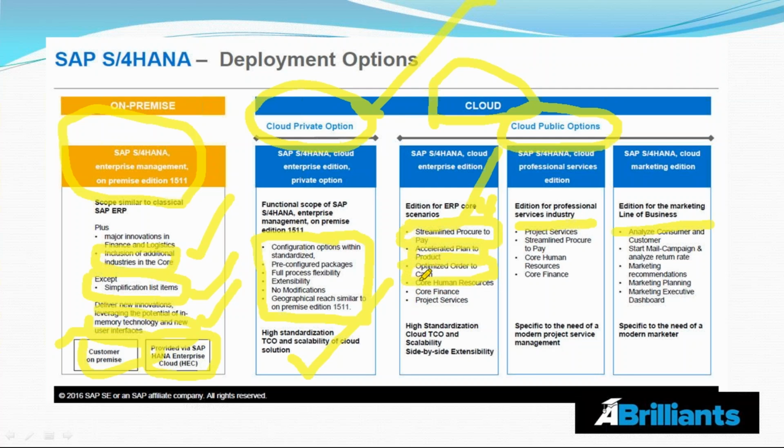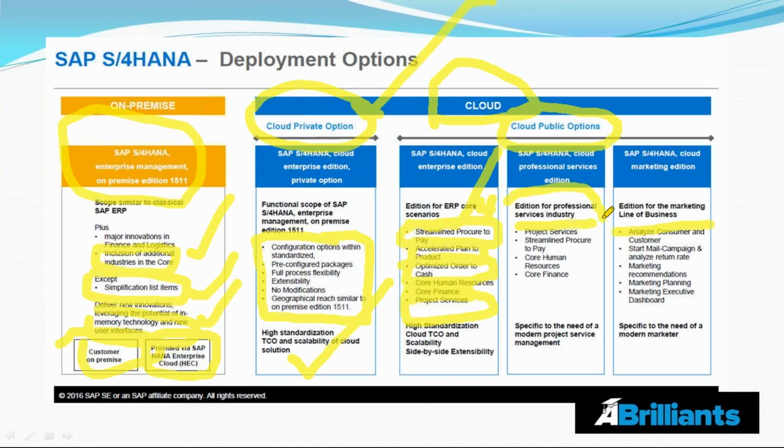There are core human resource approaches. There is a core finance analytic tool, and there is a project service. The project service actually standardizes and regulates the inflow and outflow of how data is being used or coordinated within the system. That is the edition for the ERP core scenario. Let's look at the next scenario.